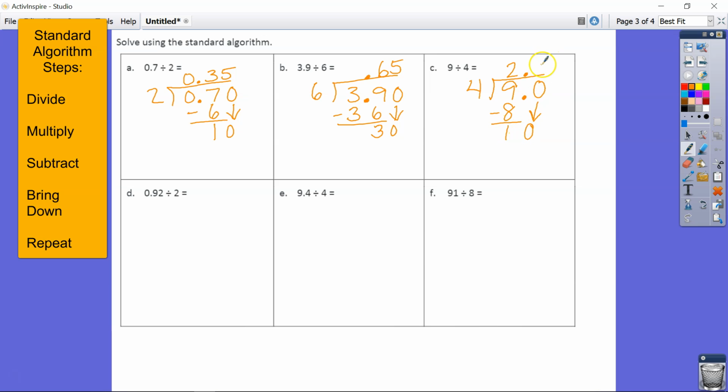4 goes into 10. How many times? That's correct. Twice. I get 8. Do the subtraction. 20. Bring down my hundredths place. 4 goes into 20 5 times. And of course, in all of these cases, it will be minus whatever the number is to get 0.